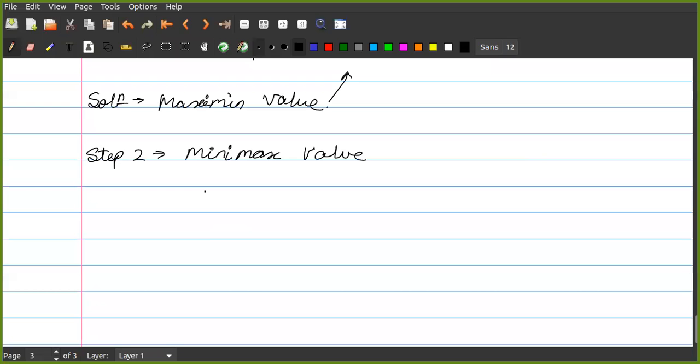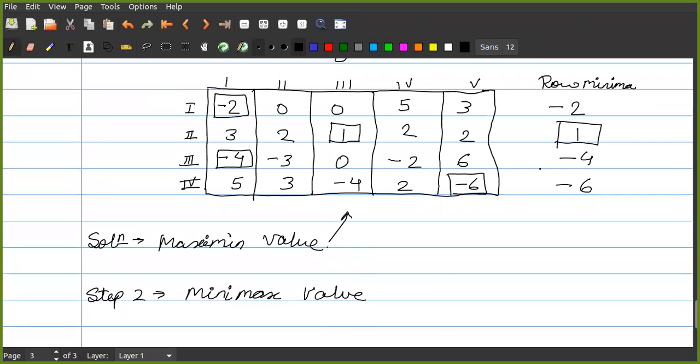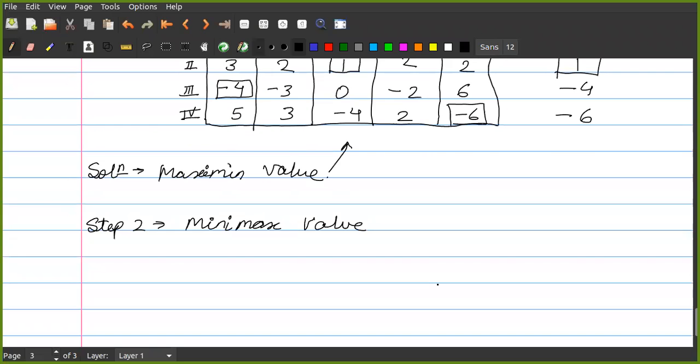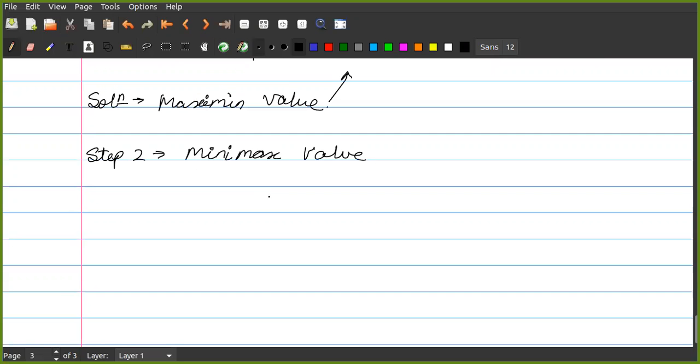So for minimax, again I'm going to... Maximin means maximum of minimum values. Okay, minimax means minimum of maximum values. So again I'm going to draw the table.